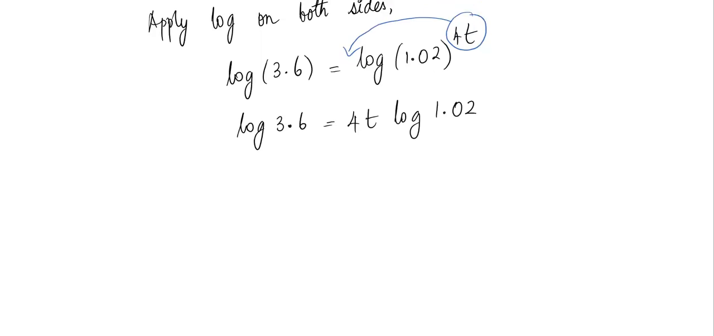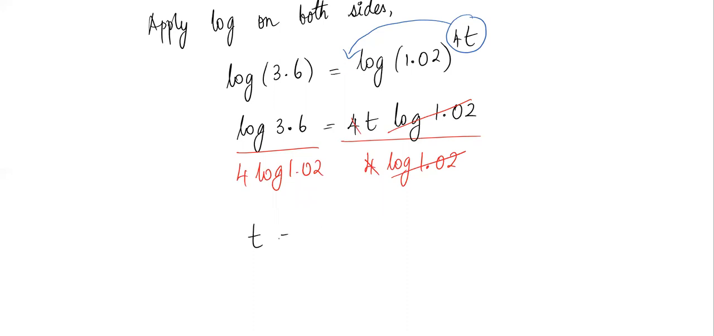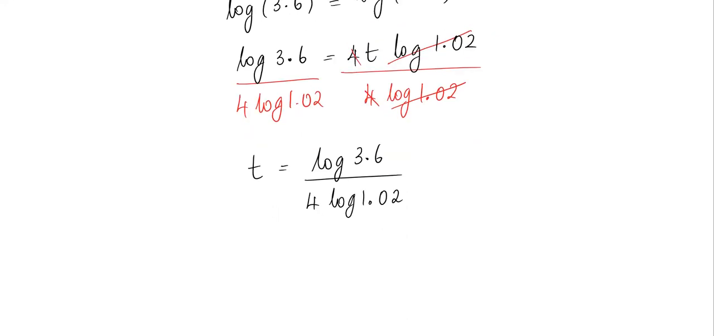All right, now keep your t and clean up all the other terms by dividing both sides by 4 log 1.02. So t equals log 3.6 divided by 4 log 1.02. Okay, it's meaningless to leave it like this, so you have to use the calculator and round it. It is said round to the nearest tenth of a year, because this is the year. So t upon rounding is 16.2.